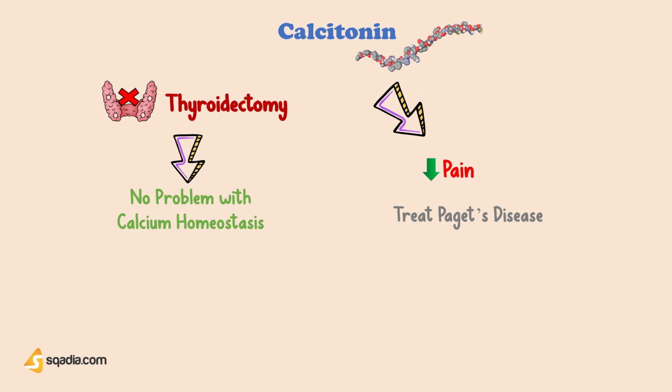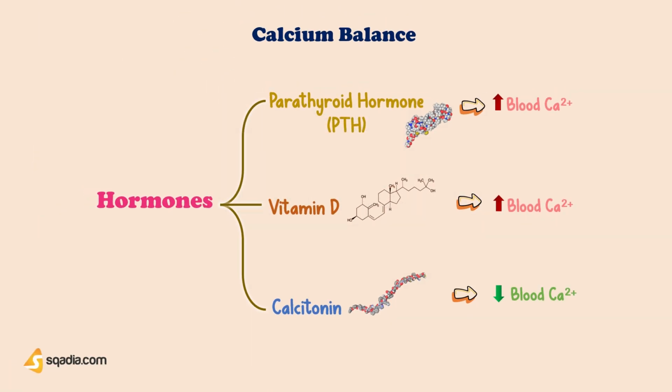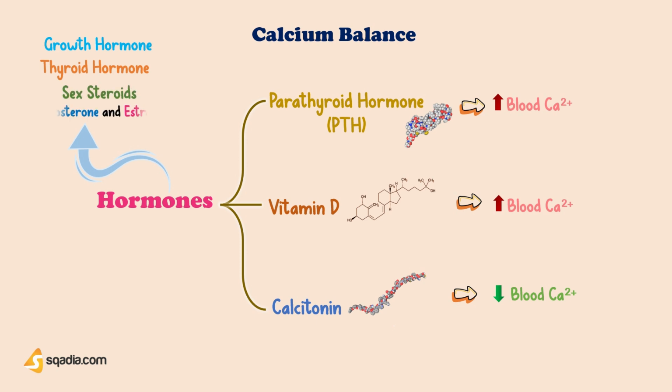So, those were the main hormones regulating calcium. But some other growth-promoting hormones, like growth hormone, thyroid hormones, and sex steroids, like testosterone in males and estradiol in females, tend to promote the incorporation of calcium into bones. Here, we have reached the end of the video on calcium homeostasis.